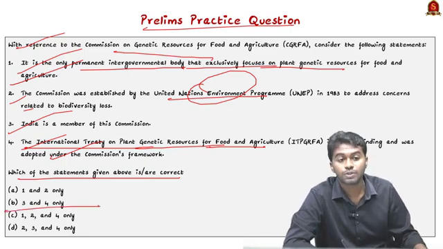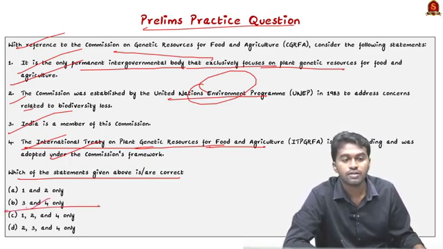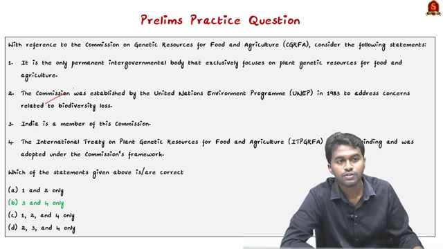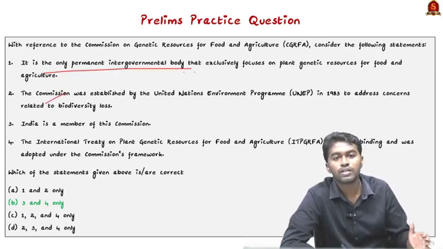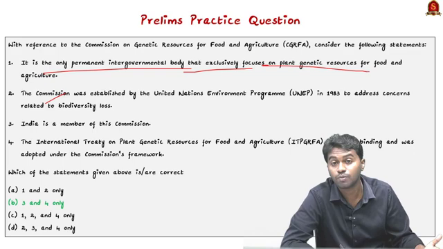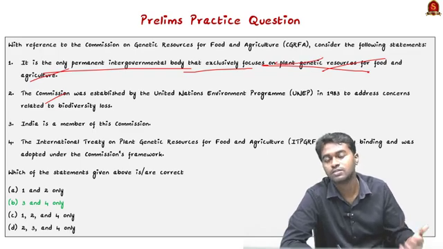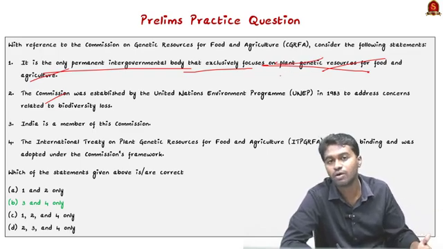The correct answer is option B, 3 and 4 only. India is a member of this commission, and the International Treaty on Plant Genetic Resources for Food and Agriculture is legally binding and was adopted under the commission's framework. Yes, the correct answer is option B. Statement 1 says it is the only permanent intergovernmental body that exclusively focuses on plant genetic resources for food and agriculture. Currently it is wrong because it is focusing beyond plants. Like I mentioned, initially it focused only on plants, but now it is focusing beyond plants.